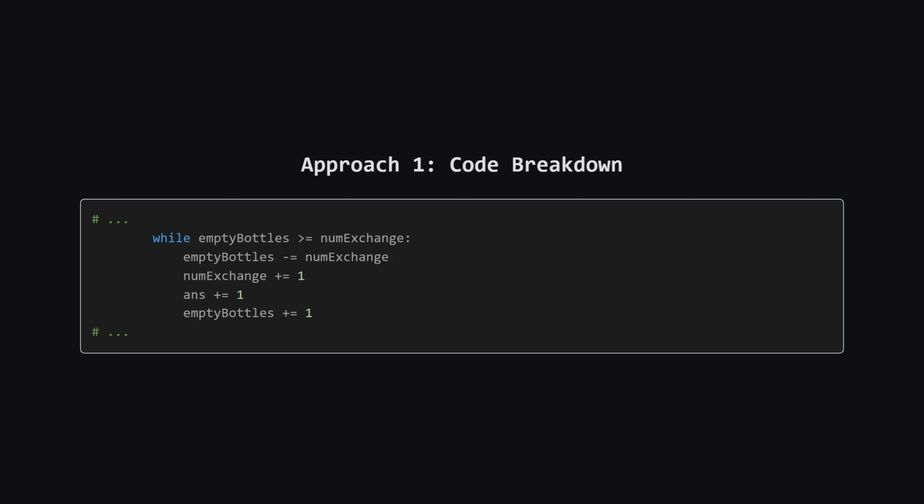We drink it right away, so we add 1 to our ans. And by drinking it, that bottle instantly becomes an empty bottle, so we also add 1 to our empty bottles count. This completes one cycle, and the loop checks again if we can make another trade.